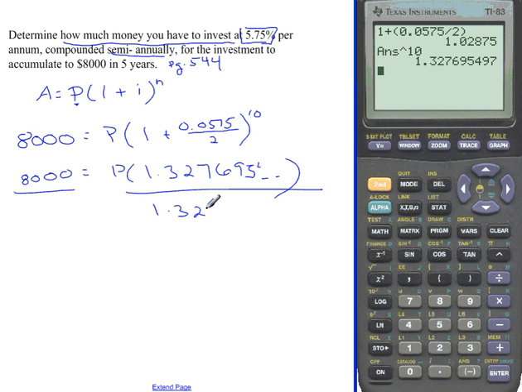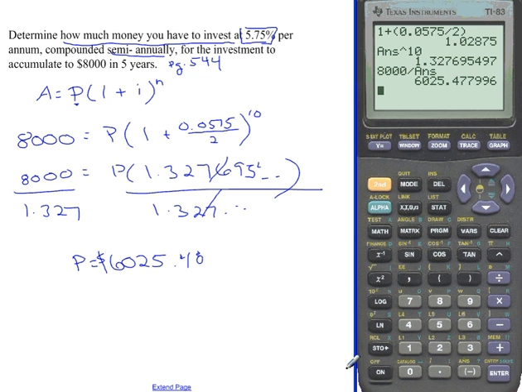Okay, so now we want to divide by that number in order to cancel it out on this side. So we're going to divide by 1.327, so forth, and over here as well. So a quick way to do that in your calculator is just type 8,000 divided by second negative sign to get the answer from your previous calculation, and we get $6,025. So initially, this is what we would have to invest if we wanted it to accumulate. So we round to the nearest hundredth to get 48 cents.